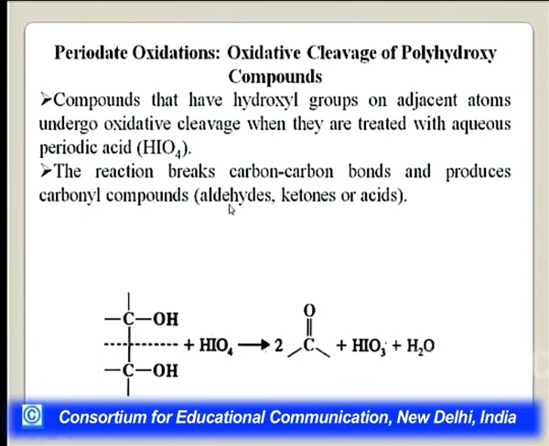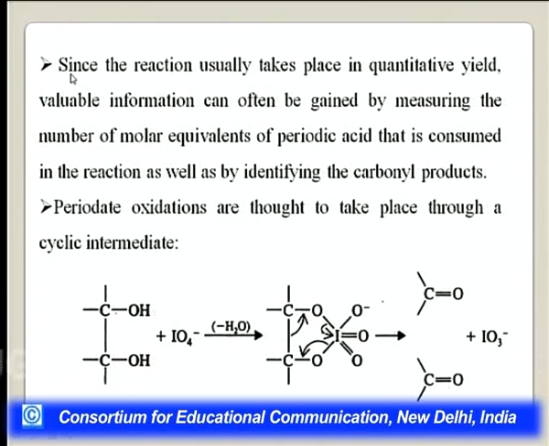The carbonyl compounds can be aldehydes, ketones, or acids, and this is the representation of the reaction. Here you can see the cleavage between carbon-carbon took place with the help of periodic acid, HIO4, which gives HIO3 and H2O. We are not representing the carbonyl products here, so carbonyl compounds can be formed. What are the possibilities? Let us see in another slide.